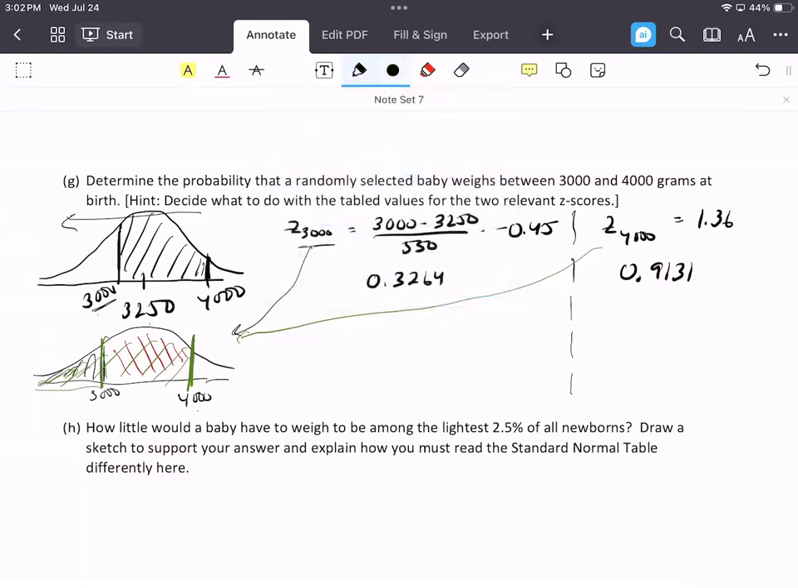Remember, the area under the curve is that probability. So if we take the area under the curve for the 4,000 minus the area under the curve for less than 3,000, we get 0.5867. In other words, 58.67% of babies weigh between 3,000 and 4,000 grams. And that is this area right in between the two of them.